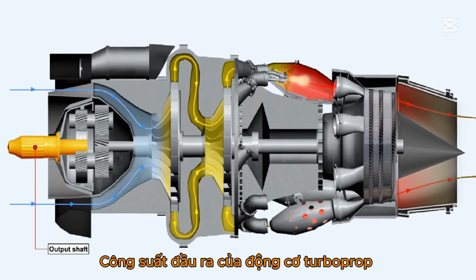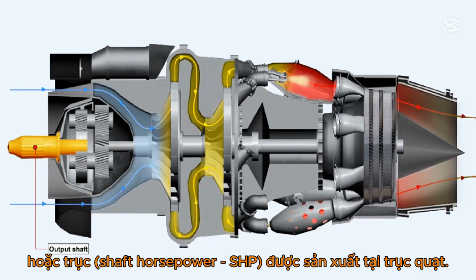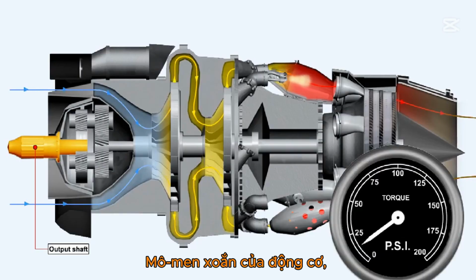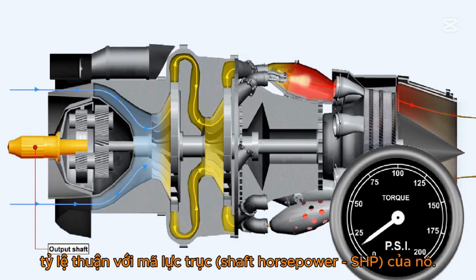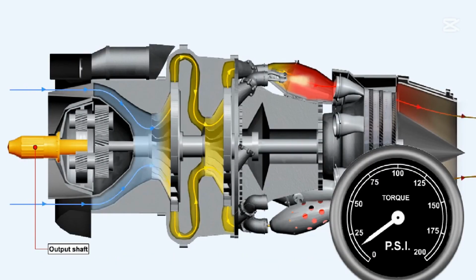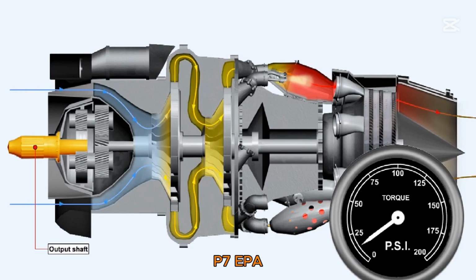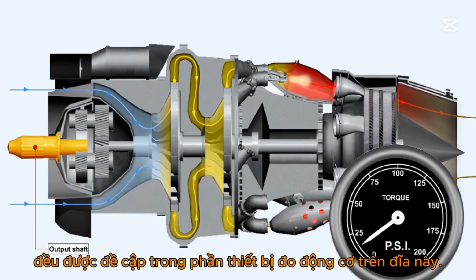The output of a turboprop is measured in shaft horsepower, or SHP, produced at the propeller shaft. The engine's torque, or turning moment, is proportional to its shaft horsepower. Torque is displayed on a torque meter. P7, EPR, and torque meters are all covered in engine instrumentation on this disc.